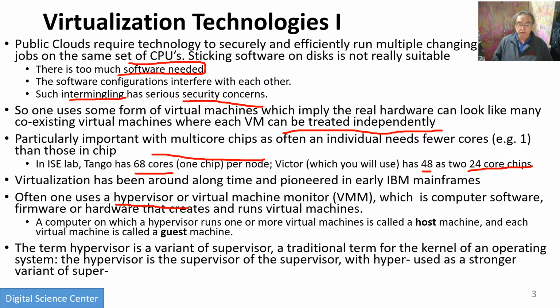And you use hypervisors, or virtual machine monitors, which are some sort of computer software or even hardware that creates and runs these virtual machines and translates the actual calls of the program in the virtual machine into the real calls running on the hardware. So the machine on which it runs is called the host. That's a reasonable name. And each of the virtual machines is called a guest. And depending on the technology, the guests have the same operating system or a different operating system from the host.